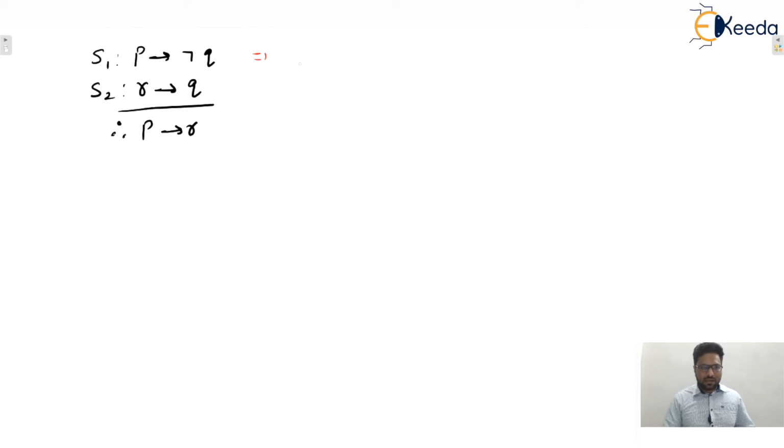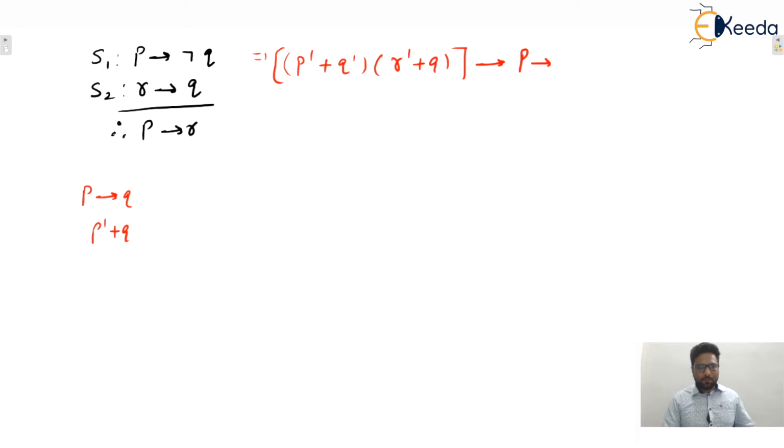So the first premise we can write as P dash plus Q dash, because P implies Q is P dash plus Q. Here Q is negation Q, so it will be negation only. Then we can say and with the second, that is R dash plus Q. The whole implication is P implies R, and can we write P implies R like that, P dash plus R? Yes or no?